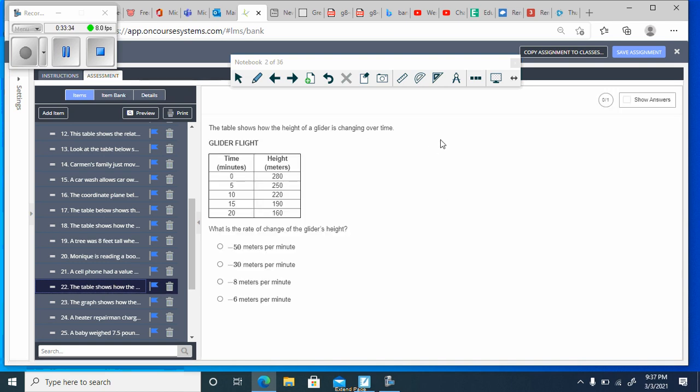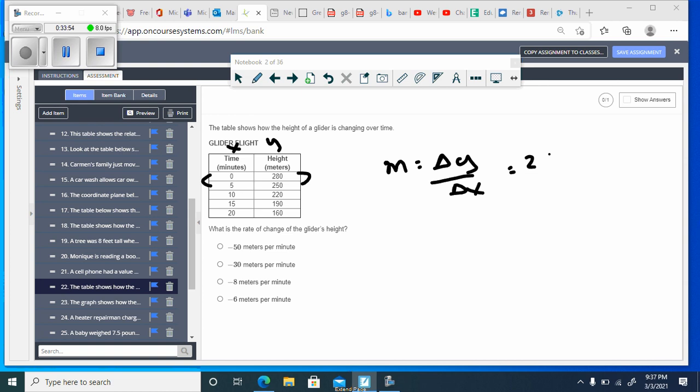The table shows how the height of a glider is changing over time. What's the rate of change of the glider's height? We know that the rate of change, m, is equal to change in y over change in x. Here's your x, here's your y. So that gives you 250 minus 280 divided by 5 minus 0. That is negative 30 over 5. That is negative 6. It's going down 6 meters per minute.